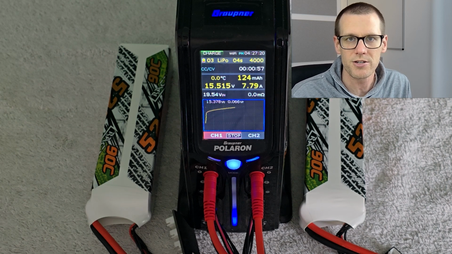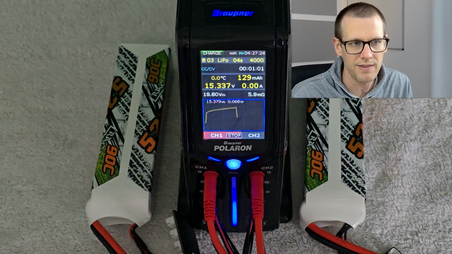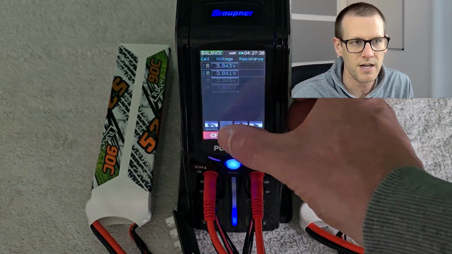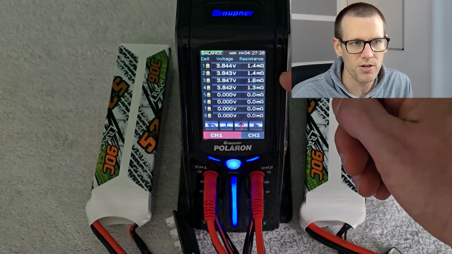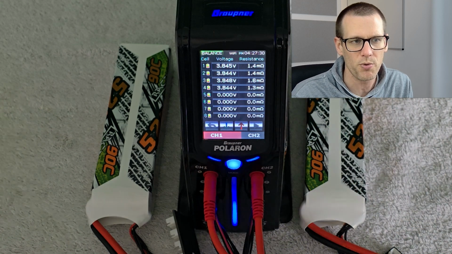This is where our internal resistance is read, and we see it at 5.9 there. It's a little small on the screen that I see. And we got 1.4, 1.4, 1.6, 1.3.